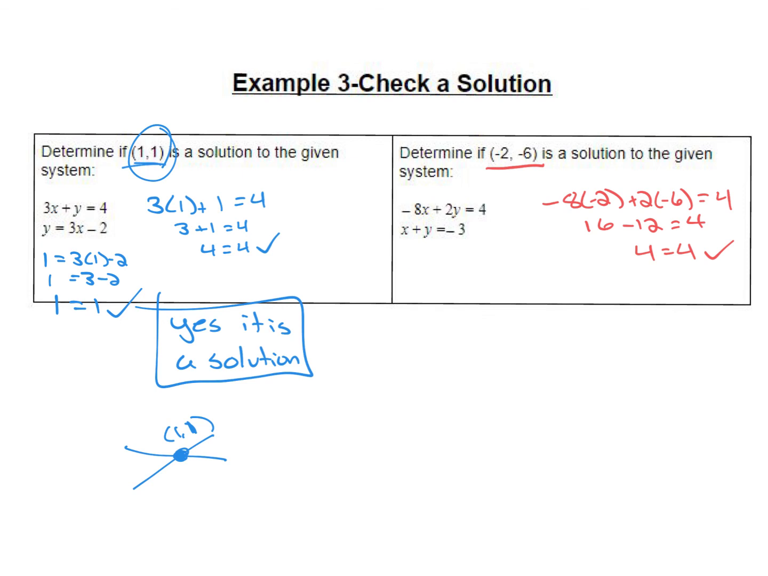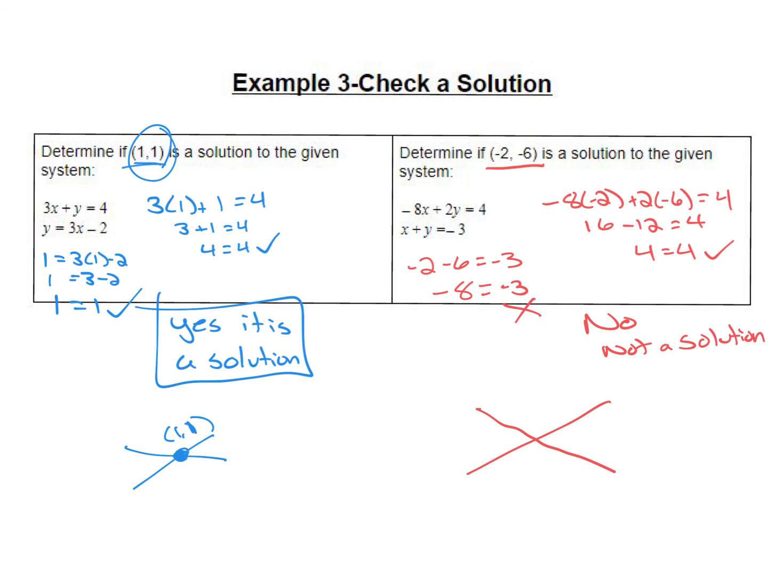If we plug in negative 2 minus 6 equals negative 3, so negative 8 equals negative 3. Well, that one's no good. So this would be a no, not a solution. Because what that essentially tells us is that when we get these two values, one of them is going to be up here, one of them is going to be down here, or maybe not even on the same value.